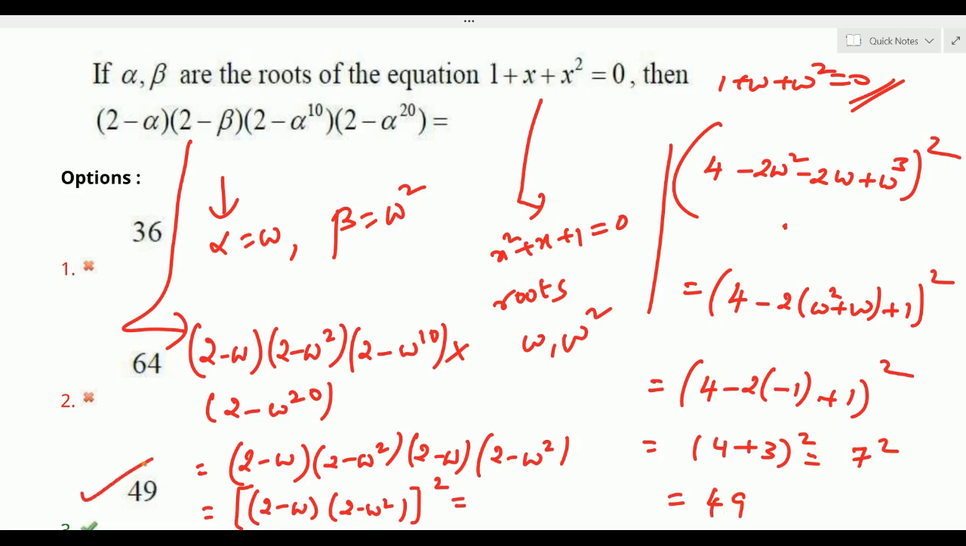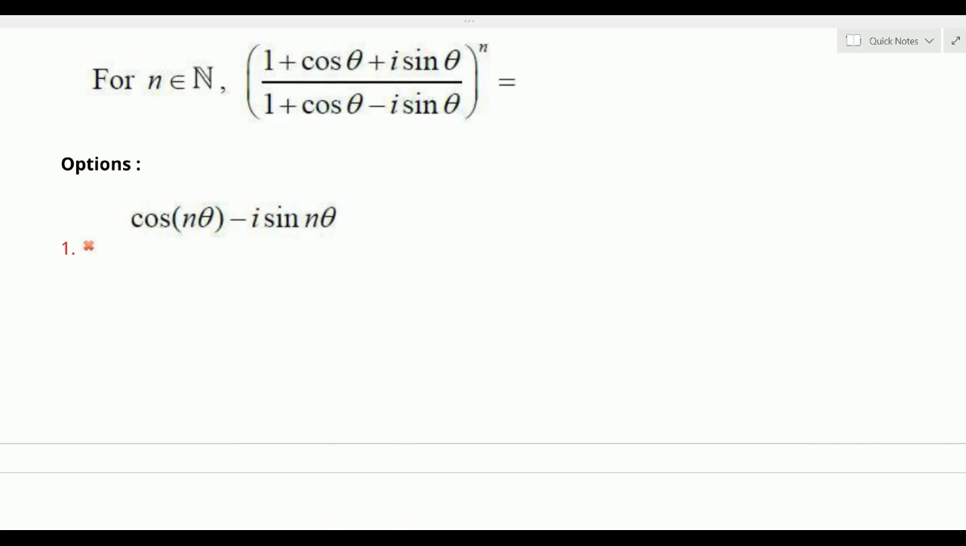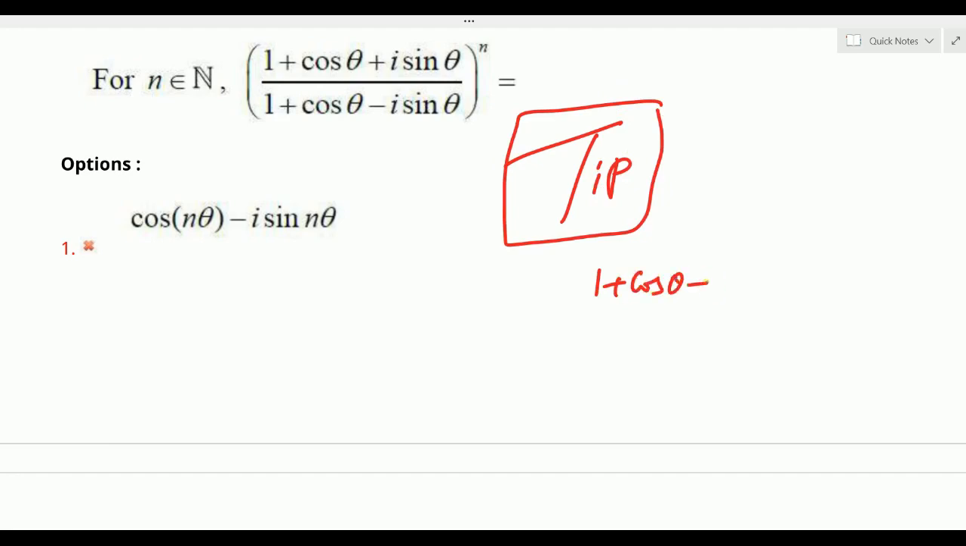Is it clear? So a very easy question. I gave this tip, and if you use it, it is very easy, right? For n belonging to natural numbers, (1 plus cos theta plus i sin theta) divided by (1 plus cos theta minus i sin theta), whole power n. This is a super tip. Directly we can pick up this tip. So I'm writing it again here. If the tip is in the form of the question itself, we can remember it like this: (1 plus cos theta plus i sin theta) by (1 plus cos theta minus i sin theta), whole power n.